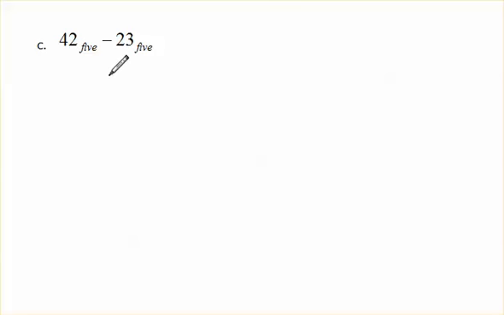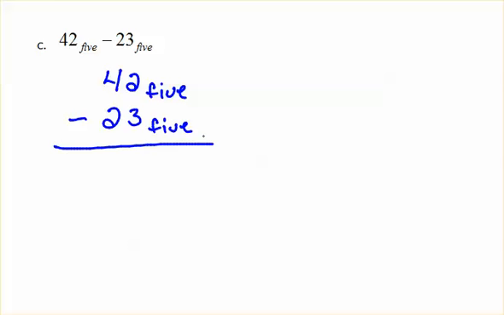Alright, now we have the subtraction one. This one might have been a little bit more challenging, but hopefully you got through it. This is 42 base 5 minus 23 base 5. Technically you're supposed to say 4, 2 base 5 and 2, 3 base 5, because it's not technically 42. That's a base 10 number. Anyway, let's see if we can figure this one out.